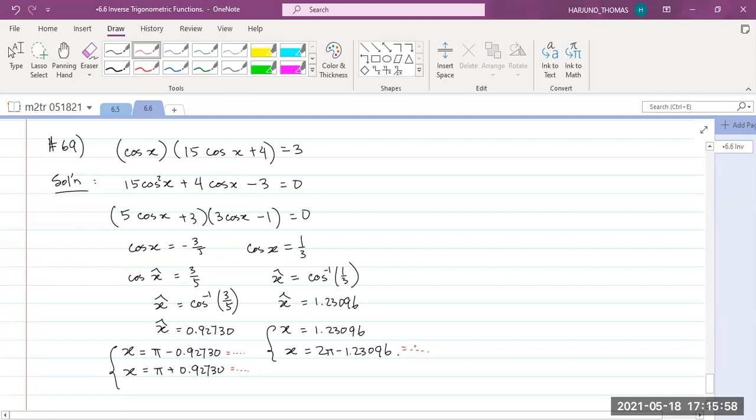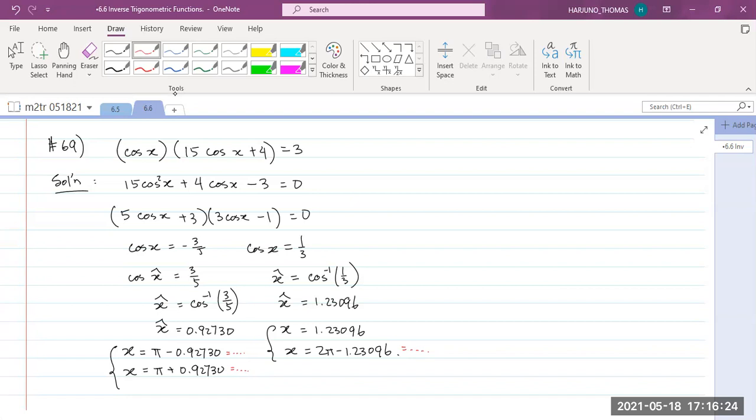That's how we use inverse. Now do not use inverse cosine or inverse sine or inverse tangent when the argument is negative. If that's the case, you better attack that from the reference angle. You attack that from the reference angle. That's for number 69.